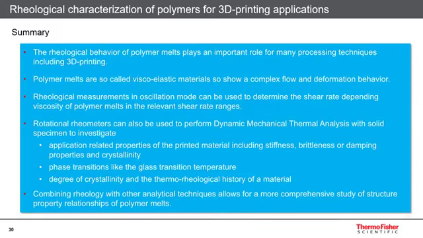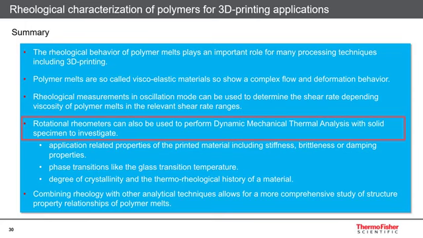And this brings me to the last part of this presentation, where I would like to make a quick summary of what I presented on the previous slides. So the takeaway messages are: rheological behavior of polymer melts plays an important role for many processing techniques, and that includes, of course, also 3D printing. Polymer melts are so-called viscoelastic materials, and they show a rather complex flow and deformation behavior. Rheological measurements, especially those in oscillation mode, can be used to determine the shear rate depending viscosity of polymer melts in all the shear rate ranges that are relevant for most technical applications.